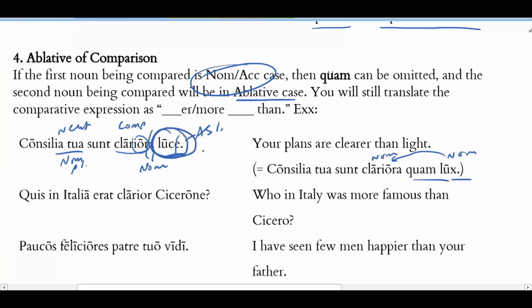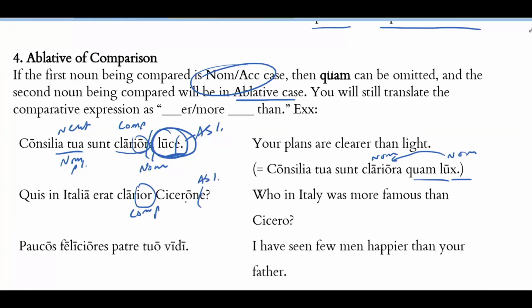Okay, and then number 2, quis in Italia erat clarior Cicerone. Who in Italy was clarior? There's my comparative adjective. Who was more famous? If Cicero's in the ablative case, then I need to add "than." Who was more famous than Cicero? Okay, so this is an ablative of comparison. Ablatives of comparison happen with what kind of adjectives? Comparative adjectives. That's why they're ablatives of comparison.